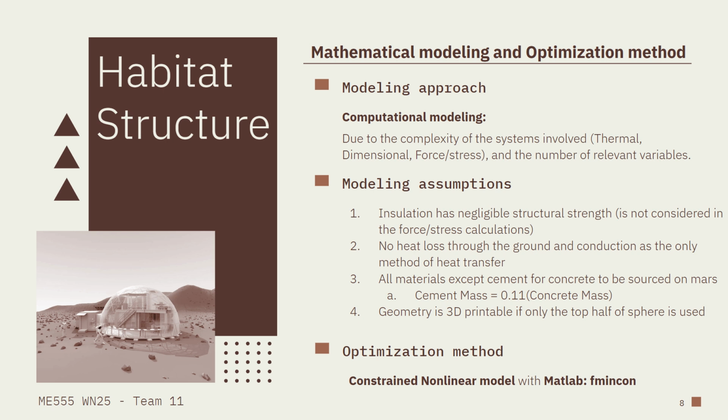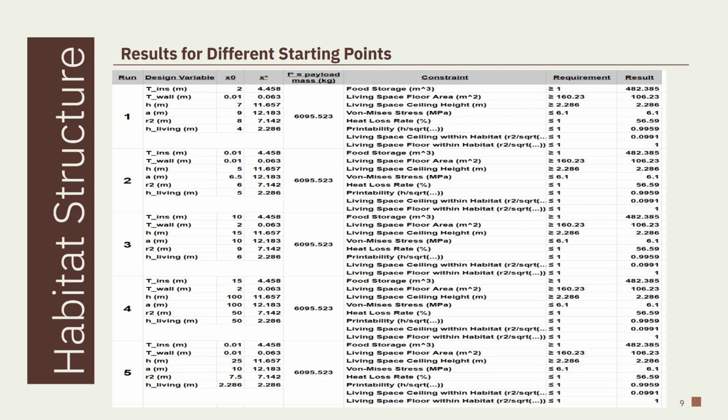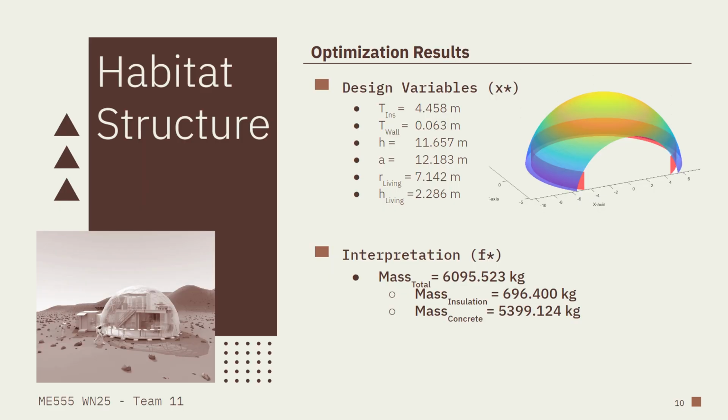We solved this with MATLAB's fmincon function. Here you can see how our model is stable across several different starting points, all converging to the same F star. The results for the optimized design variable values are shown here, as well as the geometry of the structure that we were creating, which is a cylinder within a capped sphere. Also shown are the total mass values that would have to be carried onto a spaceship to create this habitat.